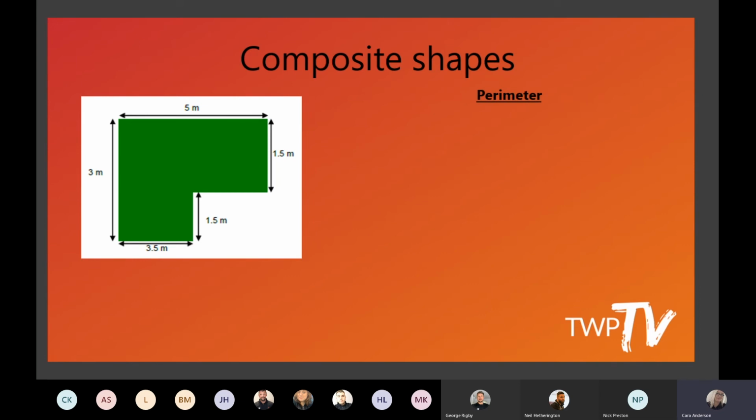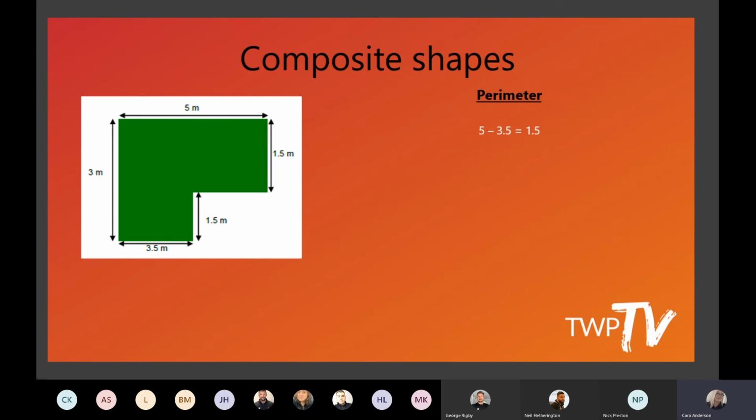So this is a basic shape. We can work out the perimeter. And as you heard earlier, it is adding up all those sides. In this instance, they have left out one of the measurements, but that's quite easily worked out by doing the top measurement, which is 5, that goes all the way across, and then minusing the very bottom measurement, 3.5. That is going to tell you what's left. So we now know that the missing measurement is 1.5.